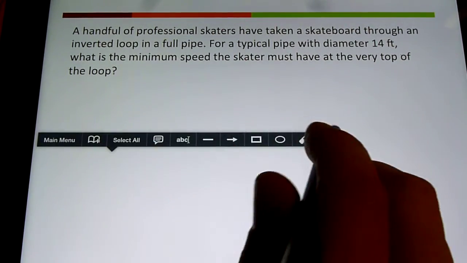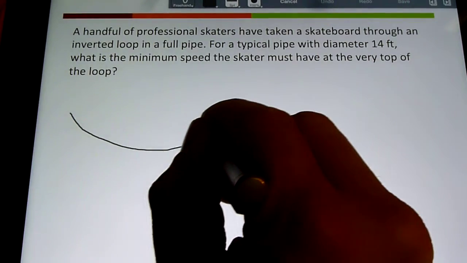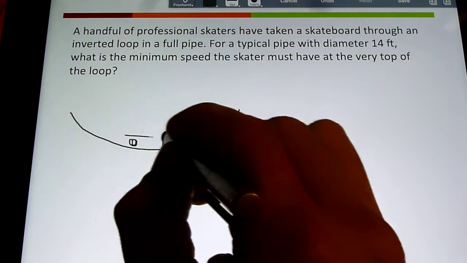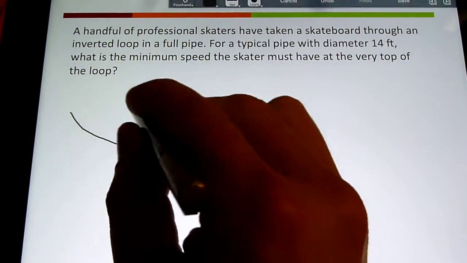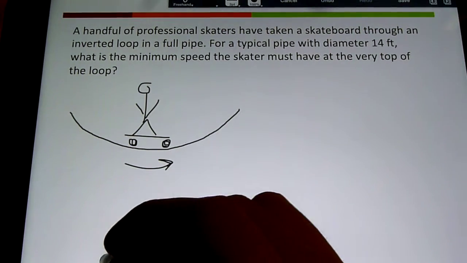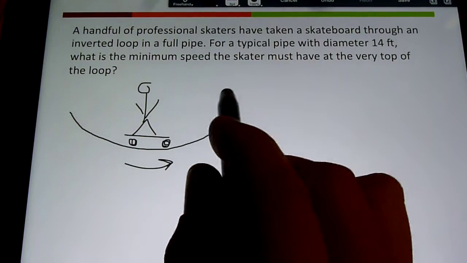So let's just draw a cartoon first of what this skater looks like. We have our skateboard here and a skateboarder on it, and they're traveling through the loop with some velocity like that. So at the bottom they have an instantaneous velocity. They're coming down, going to the right, and then going up.